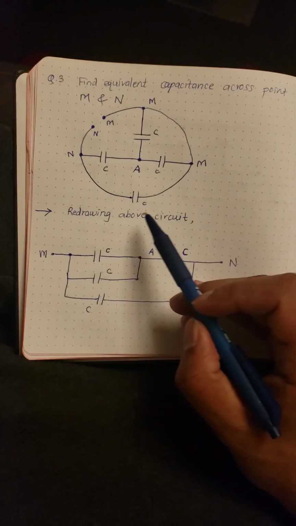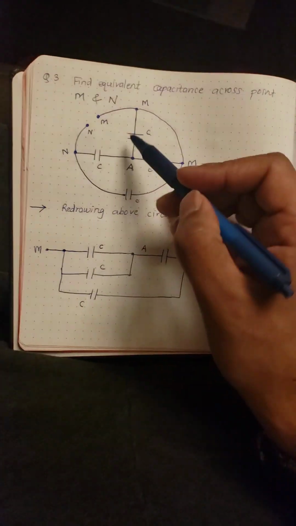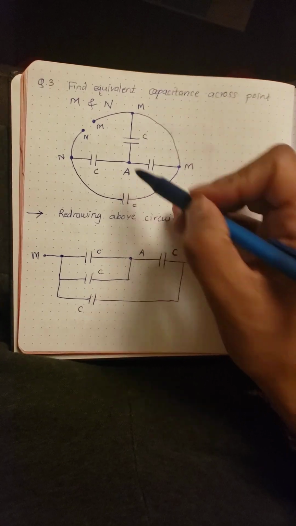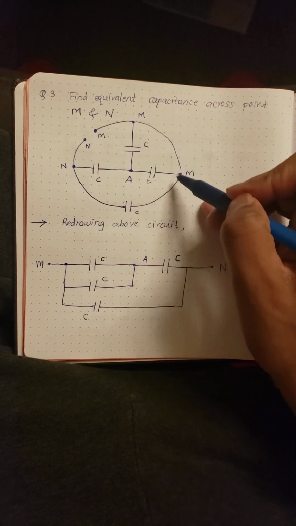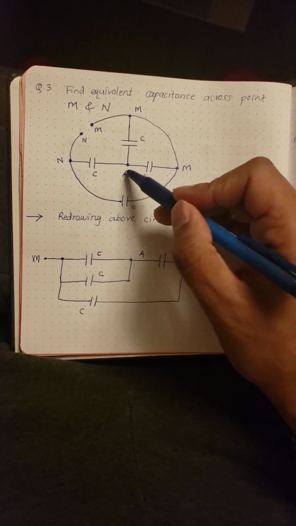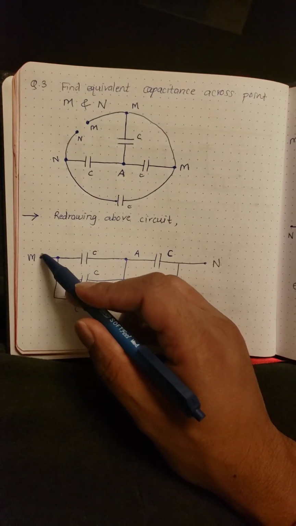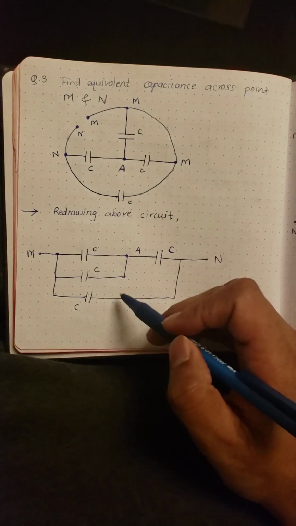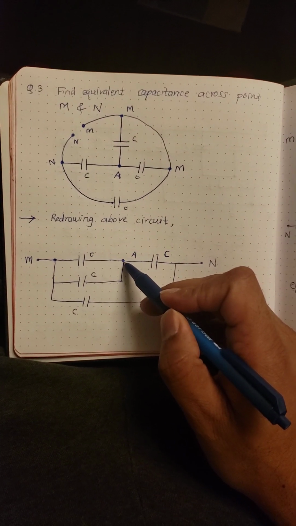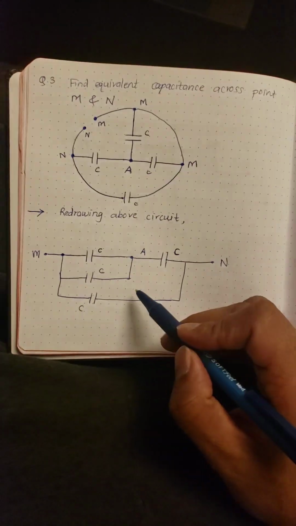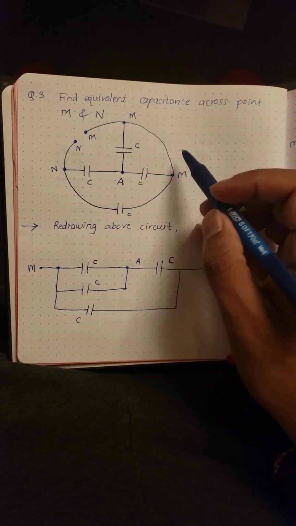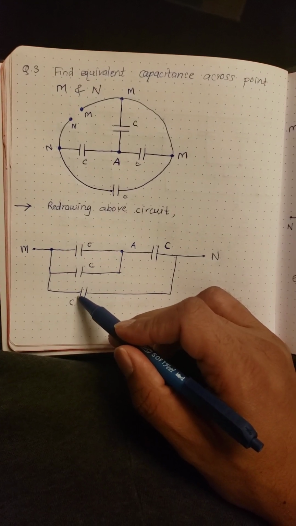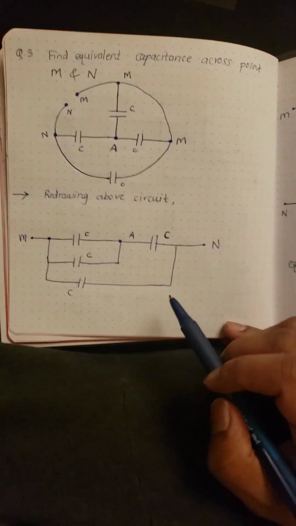Okay, so how to redraw this circuit? Start from point M, then C to point A, right? So there is capacitance C till point A. This is again point M, so there is one more capacitance between M and A, right? M and A, that's what I have drawn, and which is in parallel. If you see, these are in parallel. So what is there from point A? From point A to N, there is one capacitance, so I have redrawn it here. What is there between point M and N? Between M and N, there is one capacitance C also, which is in parallel with this whole circuit. That's how you redraw it.